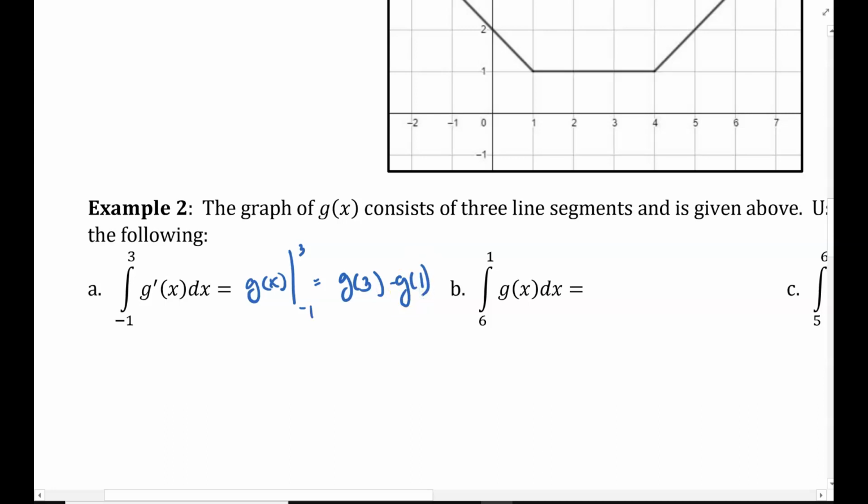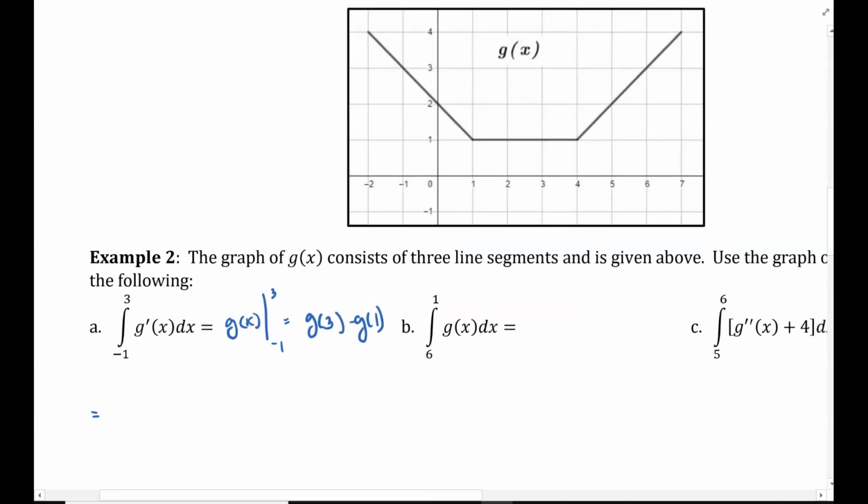And here's where you need to be conceptually aware of what's going on. Notice they give us the graph of g of x. So what I'm finding is I'm finding function values. So g of 3, that's right here, that is 1, minus g of 1, which is 1, and we get 0. Okay, so the answer is 0.